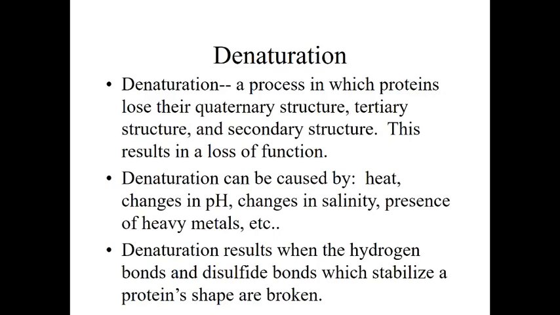These can include the addition of heat, changes in pH, either more toward the acidic side or toward the basic side, changes in salinity, saltiness, and also the presence of certain heavy metal toxins like lead or mercury. Denaturation usually results when hydrogen bonds and disulfide bonds are broken, and this destabilizes the protein's shape. So denaturation is when the shape of a protein is changed. It can involve the quaternary, tertiary, or secondary structures, and because the shape is changed, the protein no longer functions like it's supposed to.